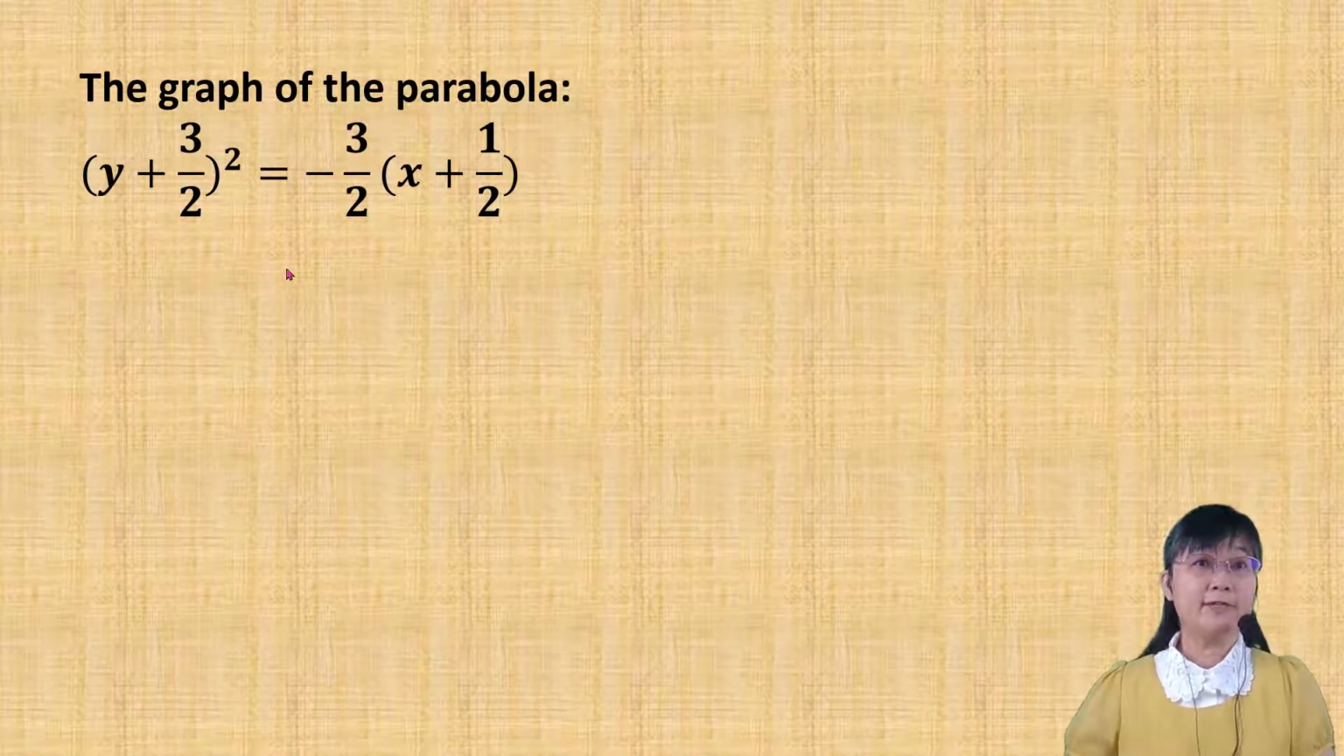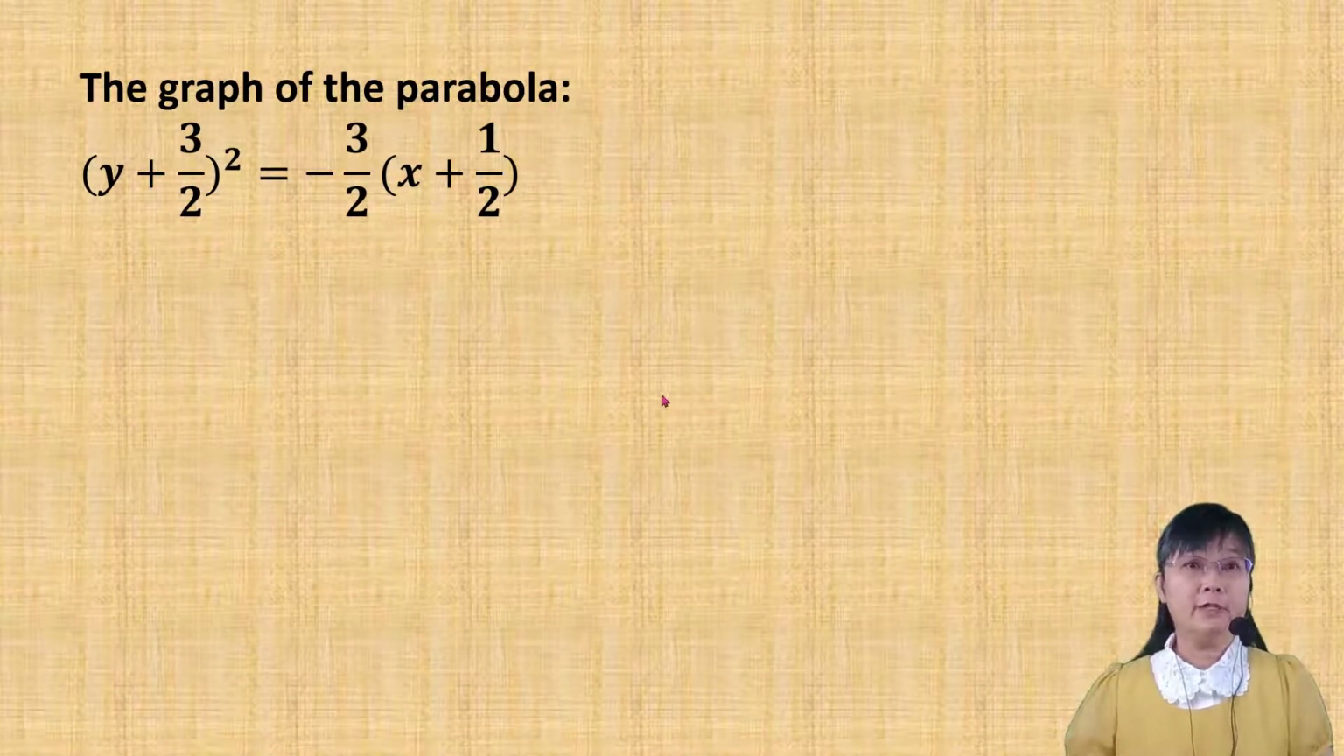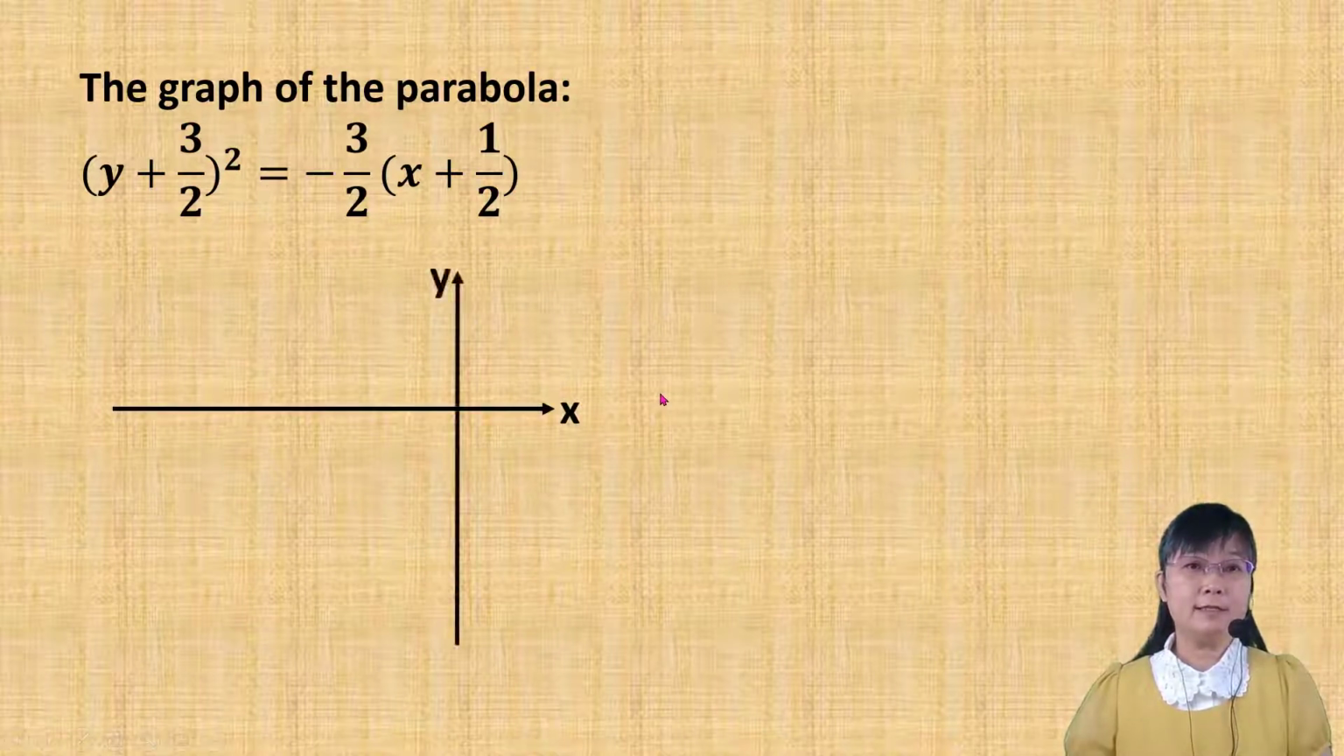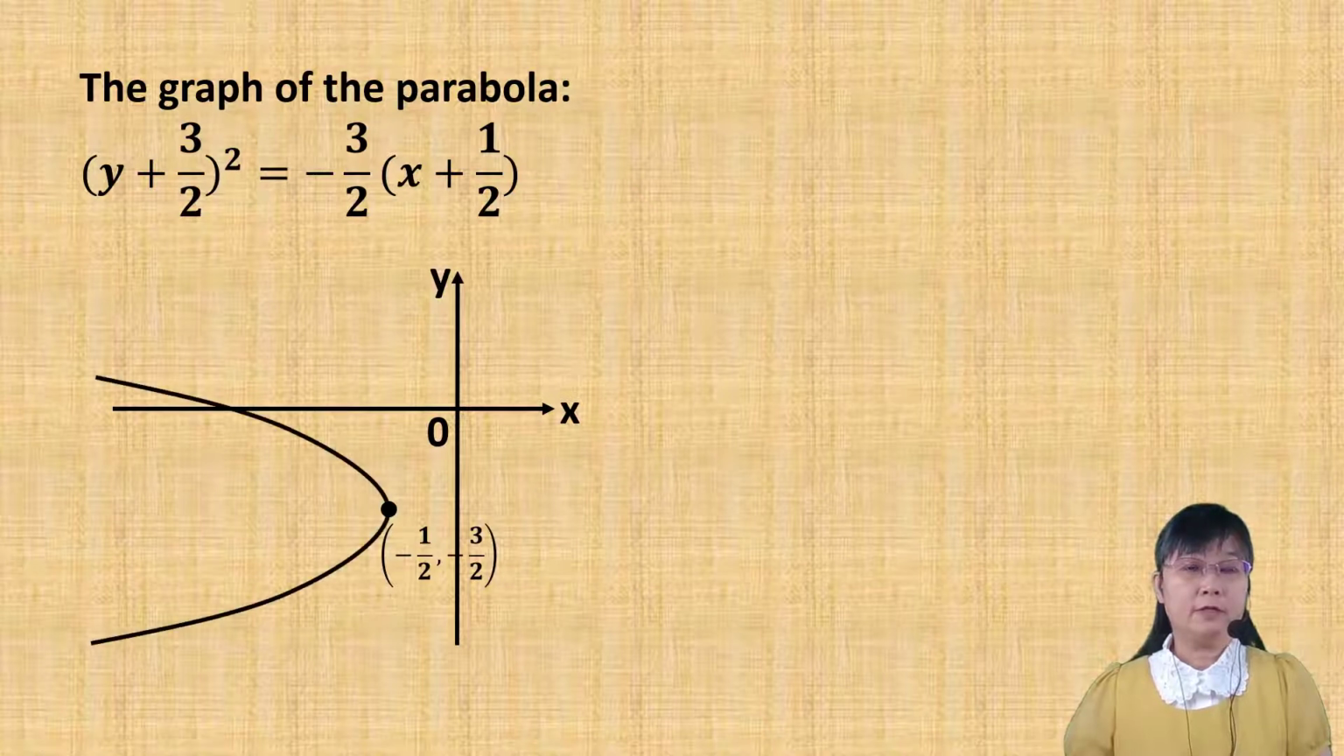Now I'm going to sketch the graph of this parabola. So first, I start from the x-axis and y-axis. Then first I plot the point of the vertex. Then I draw the curve of the parabola.